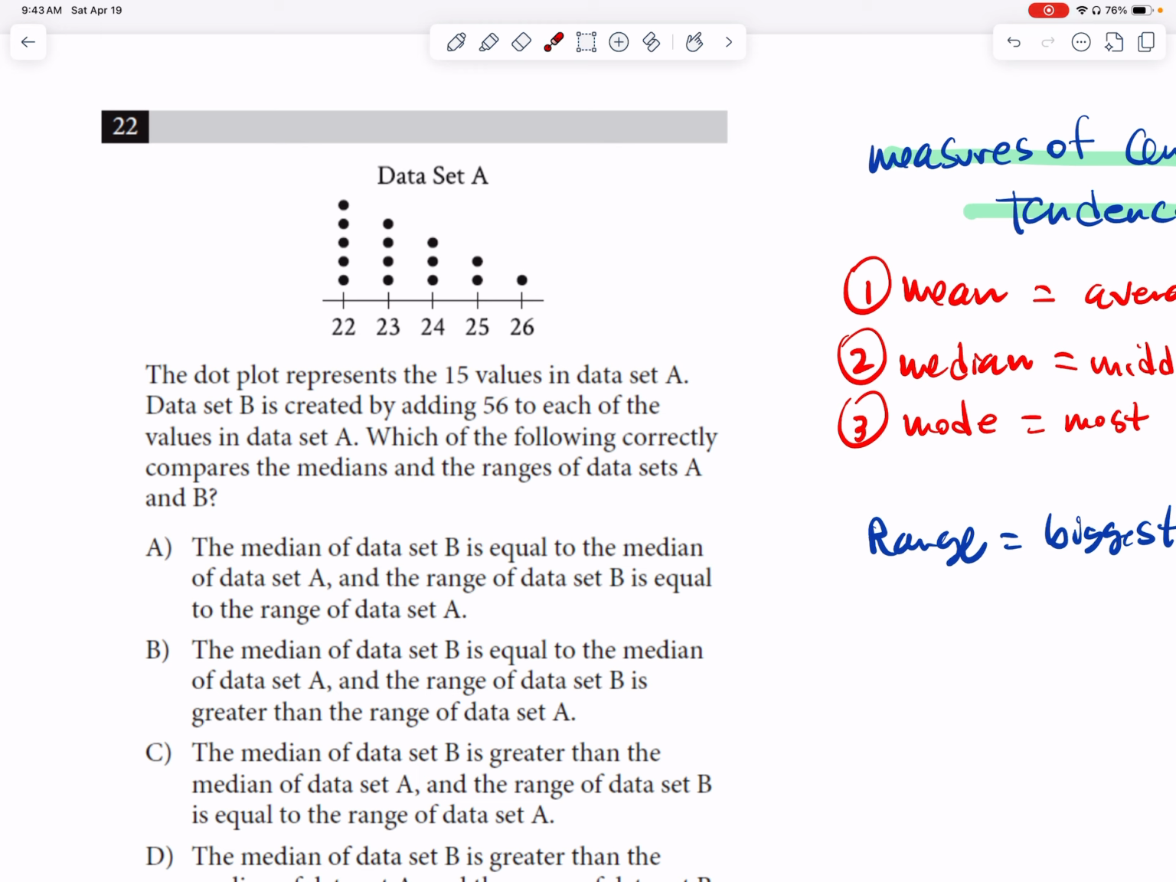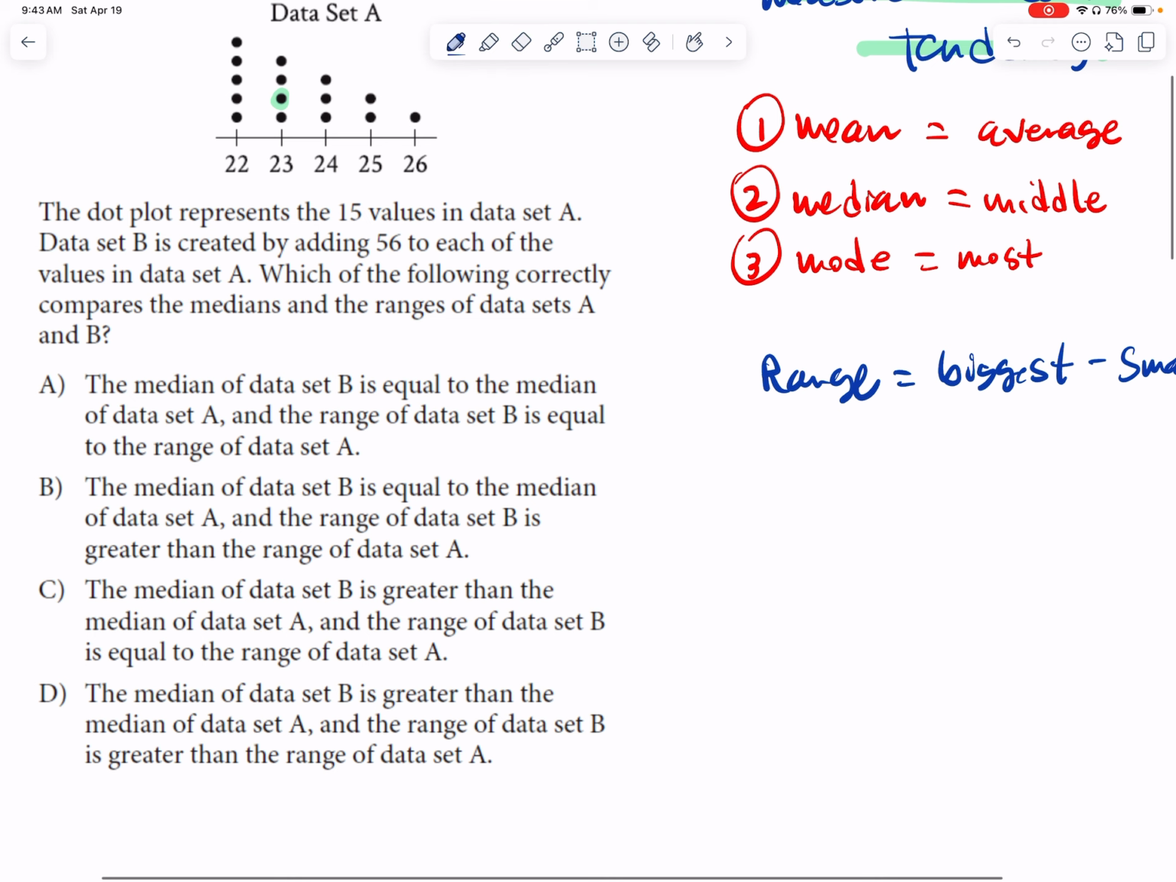So if I just count these off, 1, 2, 3, 4, 5, 6, 7, 8. This one is the middle number here. And I could have counted that from the small side, or actually the big side. 1, 2, 3, 4, 5, 6, 7, 8. And again, 23 is the number that's right in the middle. So that's your median for this data set.